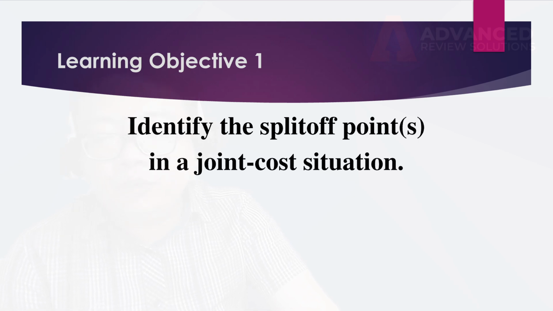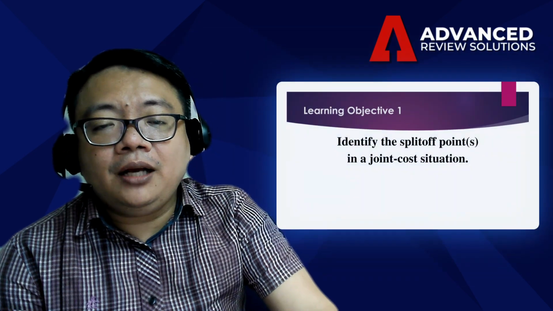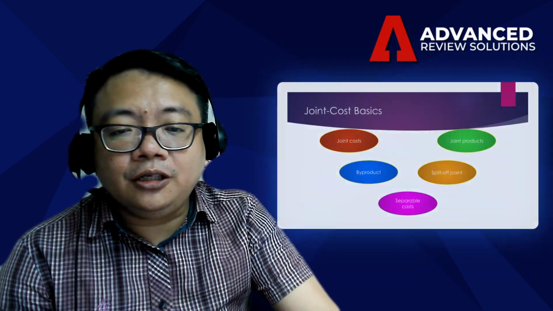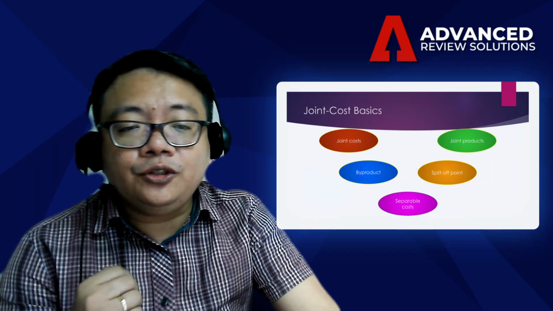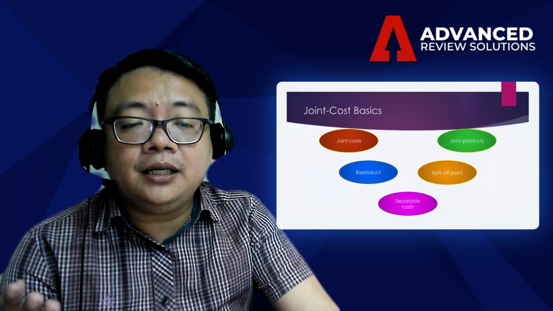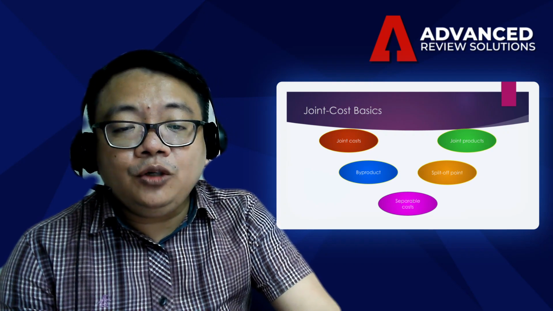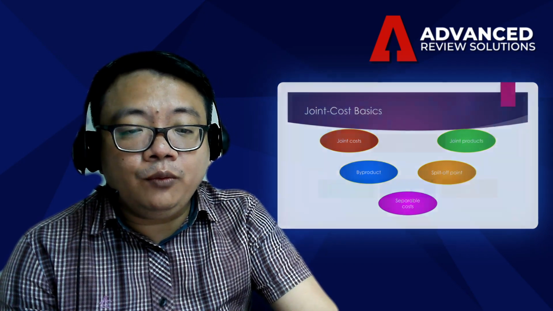Identify the split-off point in a joint allocation, no? So, ano naman yung mga tinatawag nating split-off point? Ito yung mga sample natin. So, you have your joint costs, your joint products, your byproduct, split-off point, and your separable costs. Sige, one by one tayo.